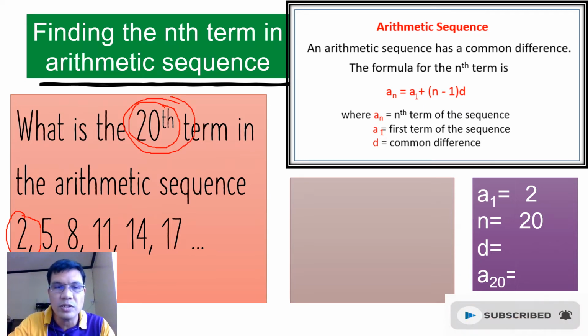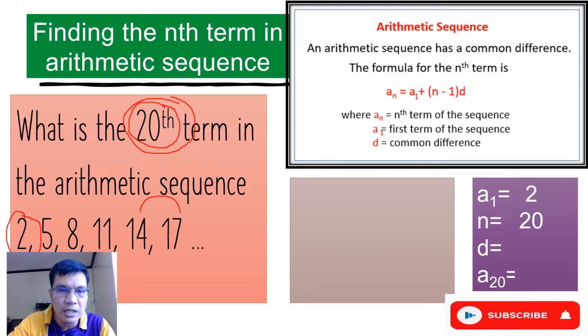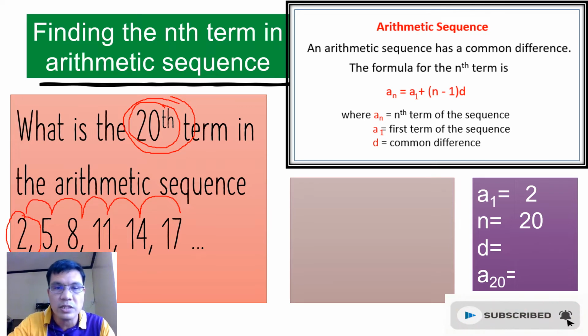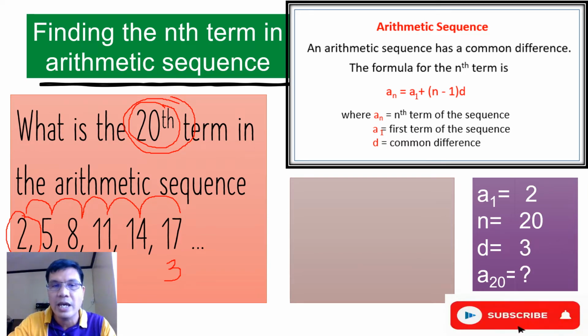What is the common difference? Let us see what is the common difference. 17 minus something is 14, it becomes 11, it becomes 8, it becomes 5, and it becomes 2. So what is our common difference? Okay, so our common difference is 3. And we are looking for a sub 20.